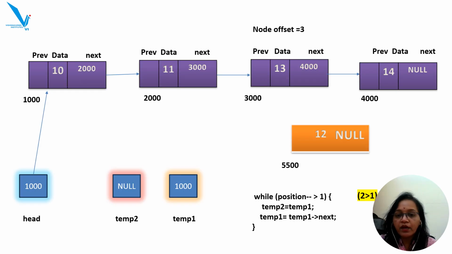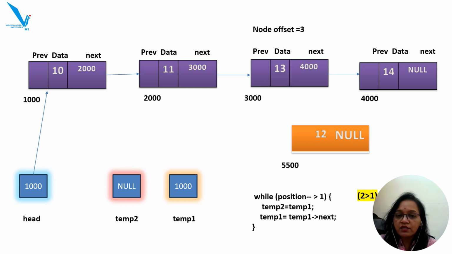Check it out with the help of our animation. So we have this list already created, right? These are the 4 elements. This is the new node. Orange is a new node with value 12, which I want to insert at position 3. Node offset is equal to 3.